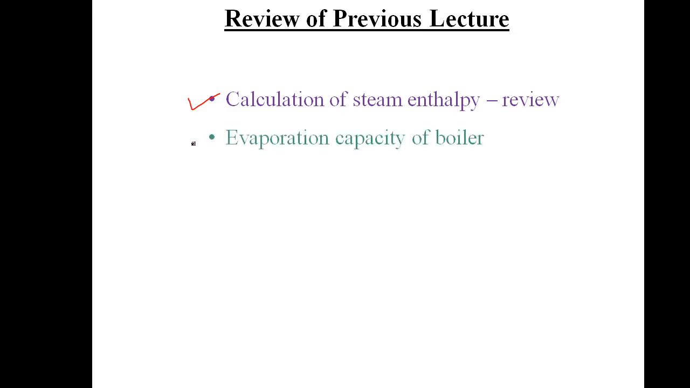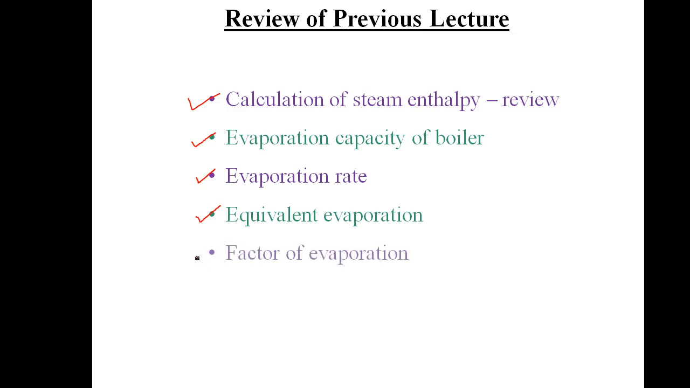Then we studied the evaporation capacity of a boiler, then the evaporation rate, which is defined with respect to grate area, furnace volume, etc. Then we discussed equivalent evaporation, which is required to specify a boiler. In order to compare two boilers, equivalent evaporation is required. Then we discussed the factor of evaporation.